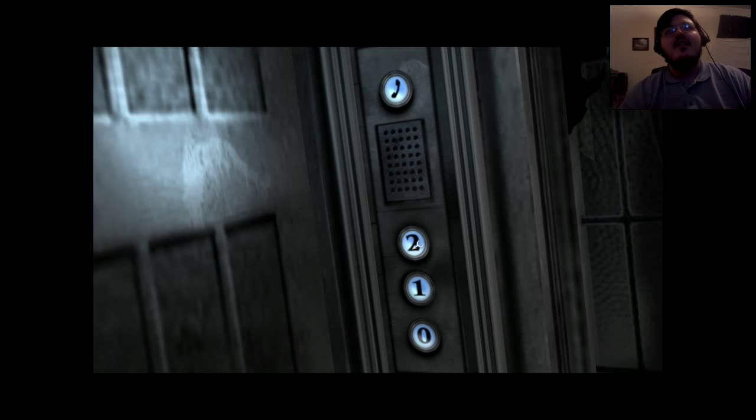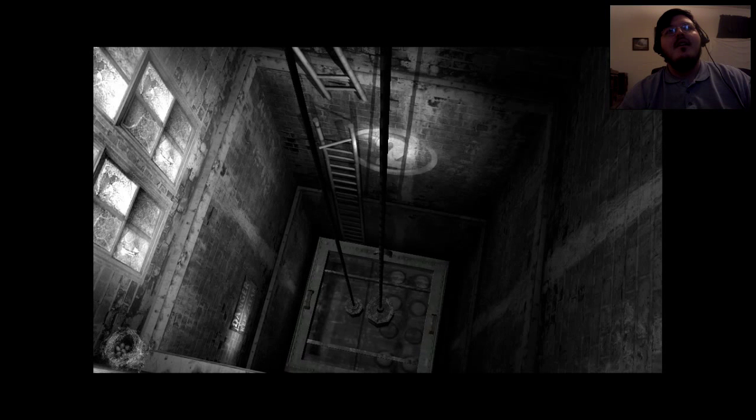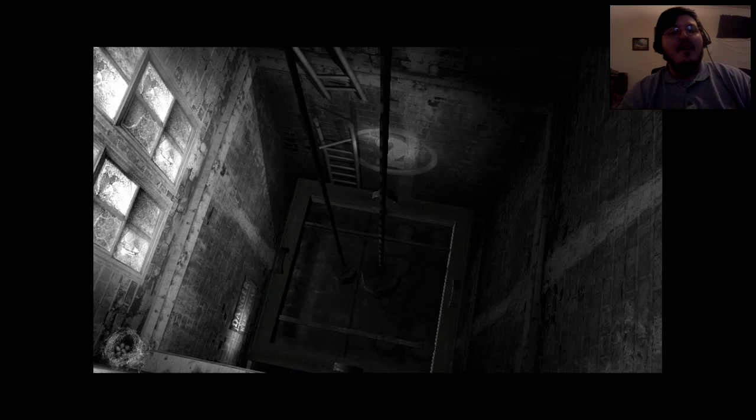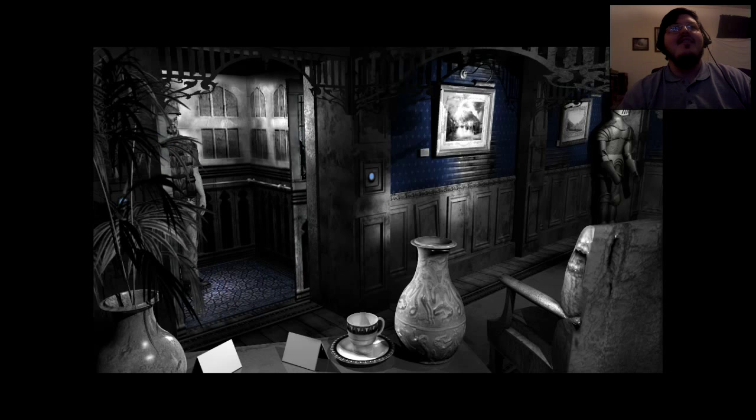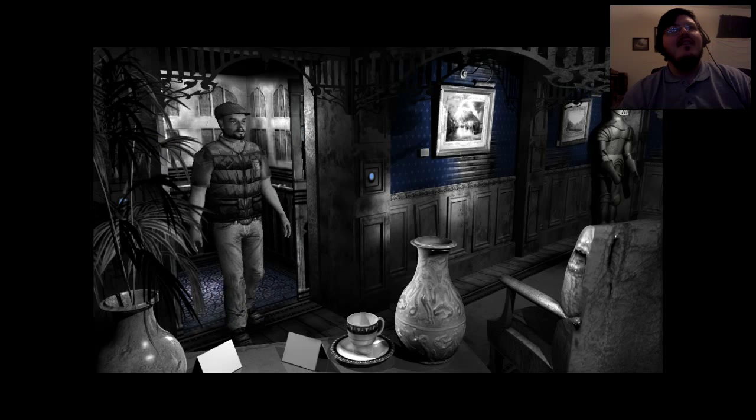Well, that's eerie. Can we miss this place? Yeah, we... Why is there a bird's nest? Why is there a bird's nest in the elevator shaft? Kind of strange.